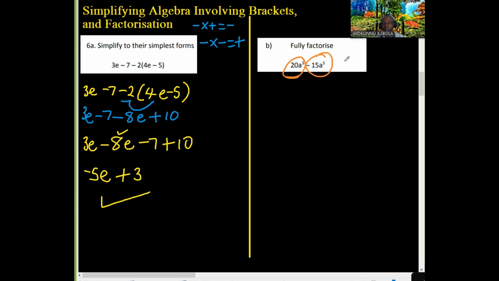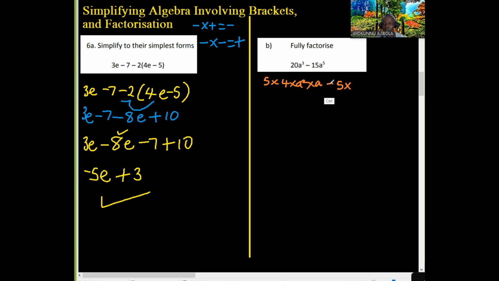Can you see the two terms? Good. So what is common to 20 and 15 among their factors? Or rather, let me just split them into their factors. I have 5 times 4 making 20. Then I have a squared times a making a cube. Then on the other side, I have negative 5 times 3. Then I have a.